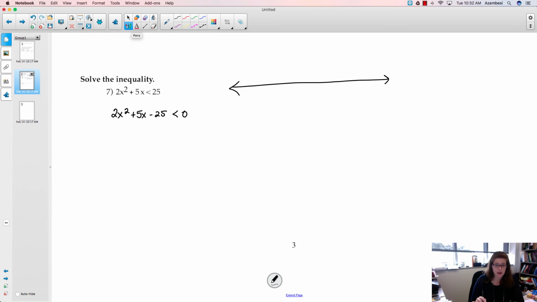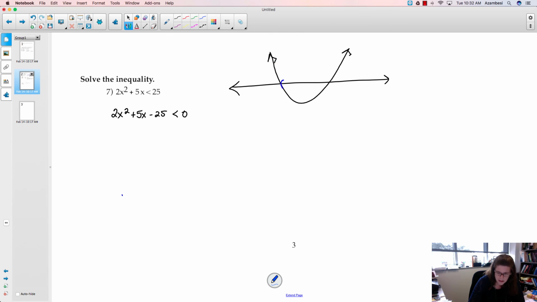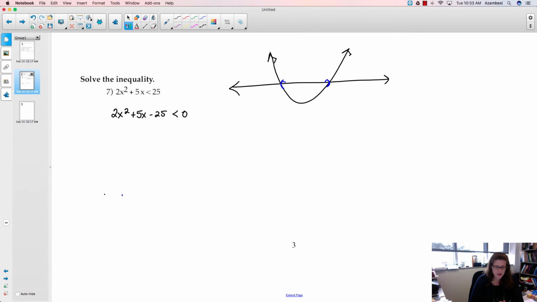This is a square function, and it opens up. So we're looking for, if it looks something like this, big picture, what my answer to this inequality would be is the region of x from here to here. So I'm looking for a region here where it's below the axis. Now I need to find my zeros. In order to do this, I can either find my zeros by factoring, or I can use the quadratic equation.